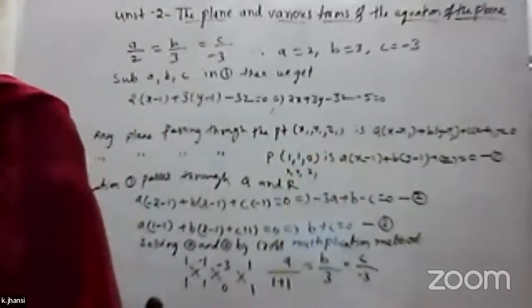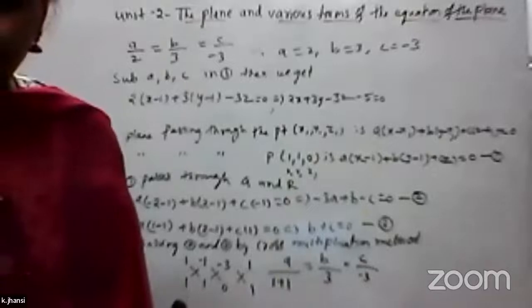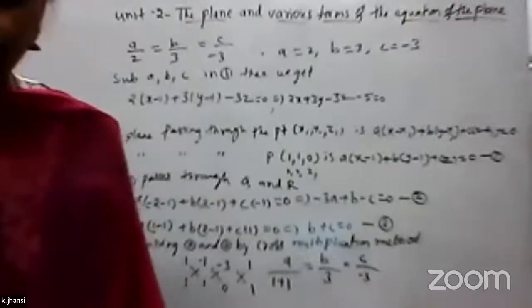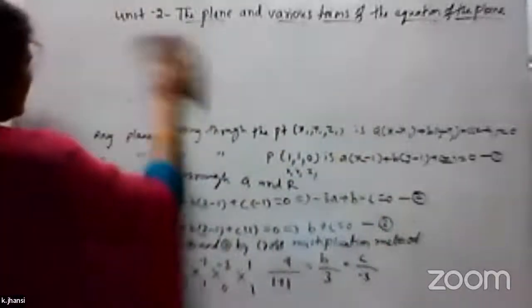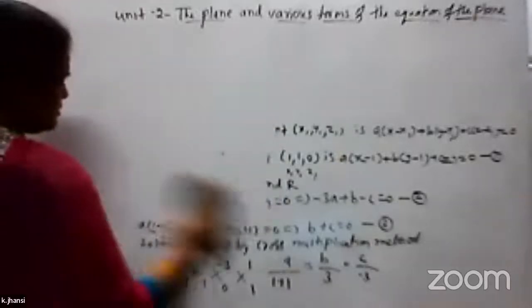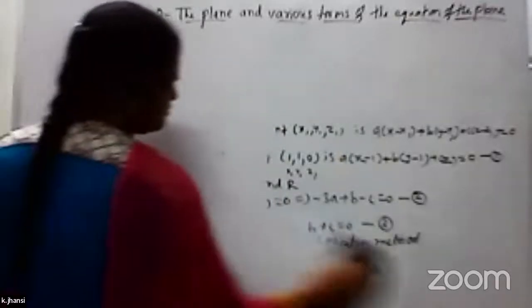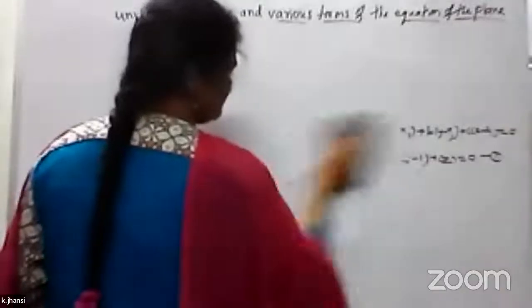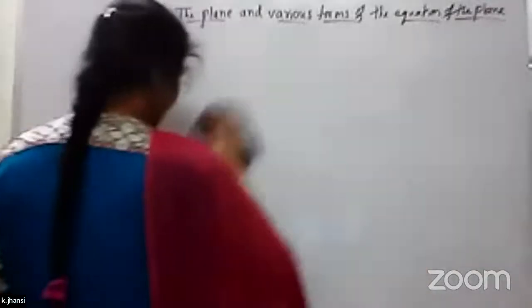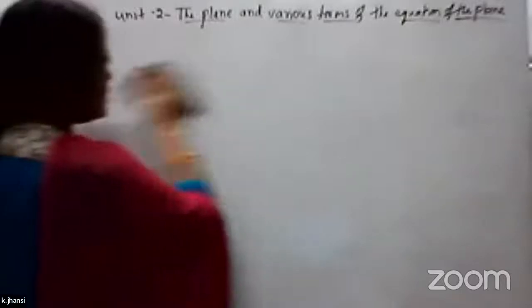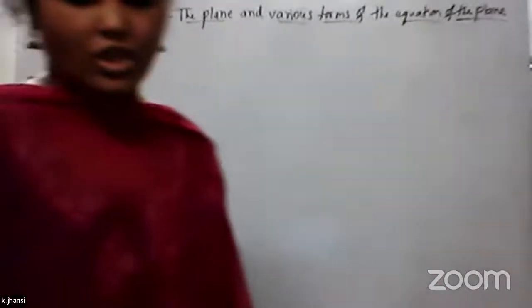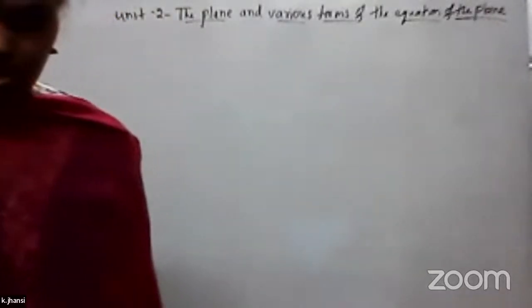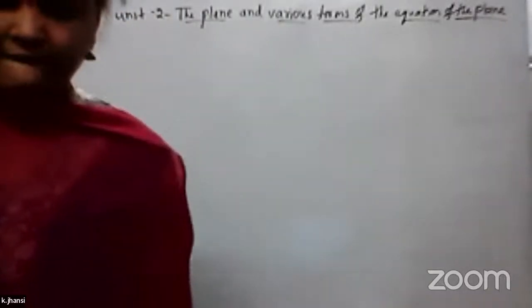Next we have conversion, transforming the general equation into the normal form. We have lx plus my plus nz equals p. In your textbook, after giving each and every formula, they have given example problems and also check your progress is given. So try to solve all of those.